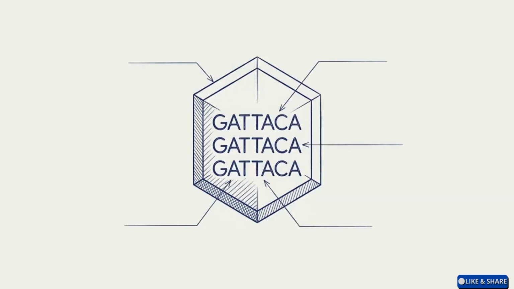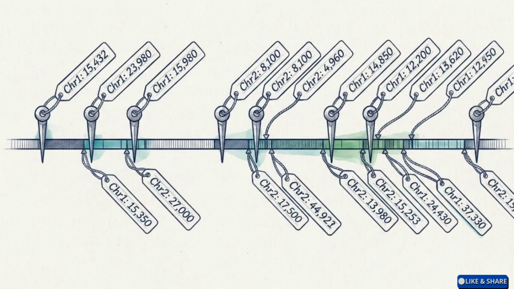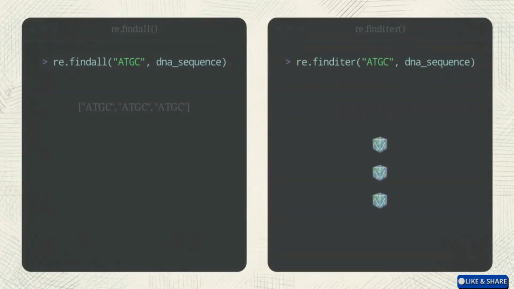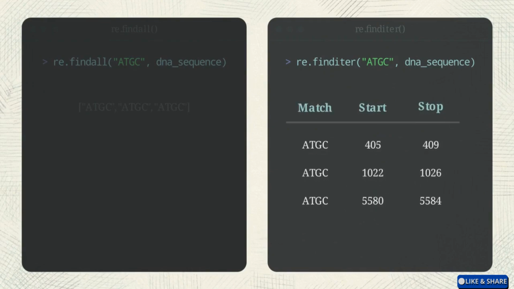But findall only returns the matched string itself. For downstream mapping, bioinformaticians need the exact genomic coordinates of those matches. re.finditer provides this context. Instead of a list of strings, it extracts the indices, the precise start and stop coordinates for every match in the sequence.